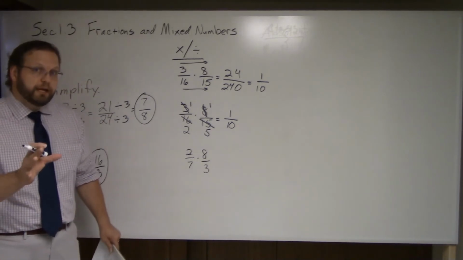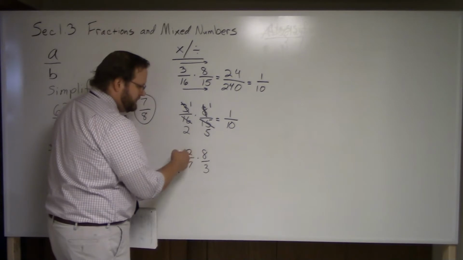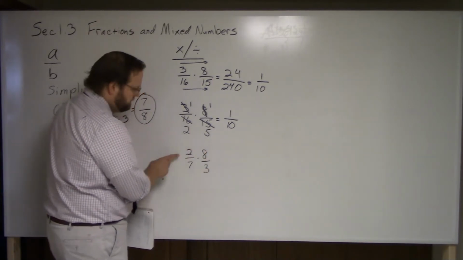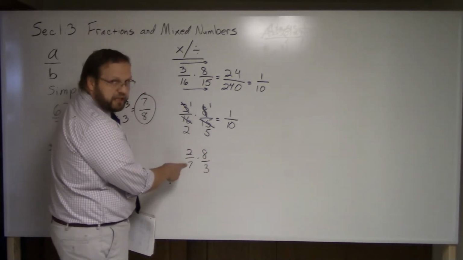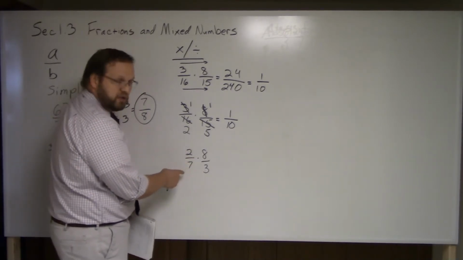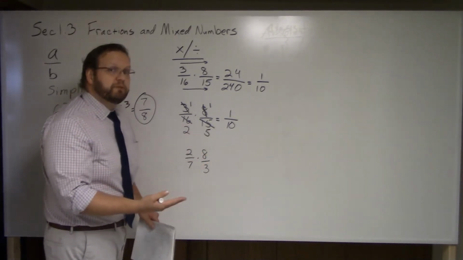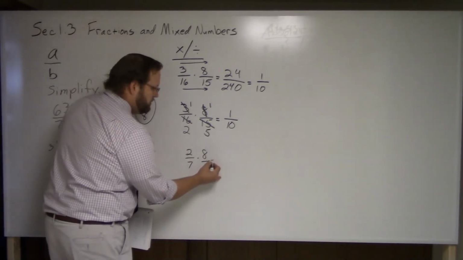Okay, now we're multiplying, so let's try, can we simplify anything on top with anything on the bottom? 2 and 7 don't have something in common to divide. 2 and 3 don't either. 8 and 7 don't. 8 and 3 don't. Okay, so we couldn't simplify. No big deal. But now we multiply.